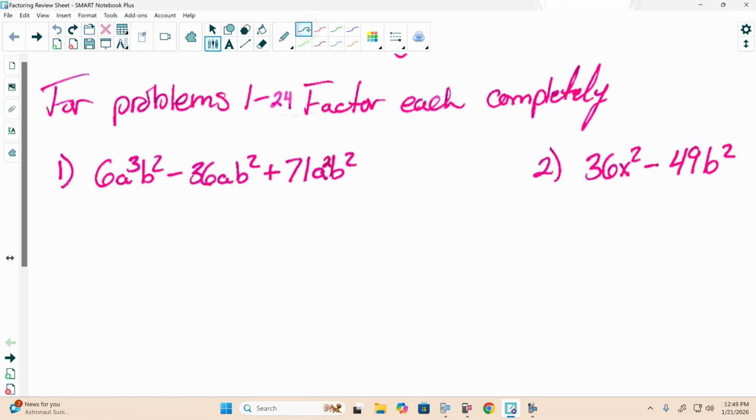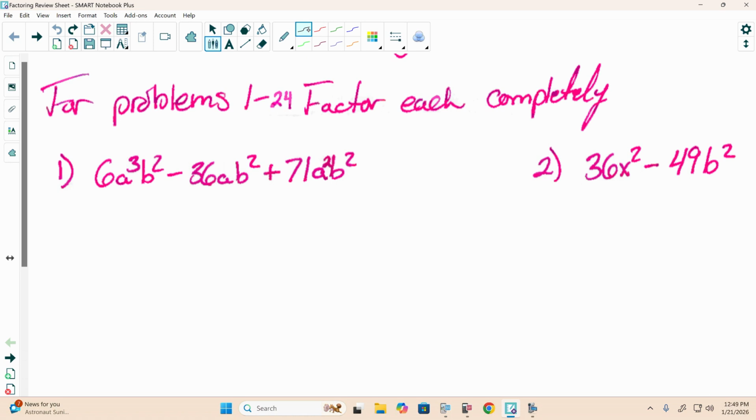So, going over the review sheet today, test is tomorrow. We're going to work through some of these problems here. Now, I will say this, there are 29 problems on here on the review sheet. The 25 and 26 that are going over grouping is not on the test. There aren't going to be any problems that ask you to factor by grouping.